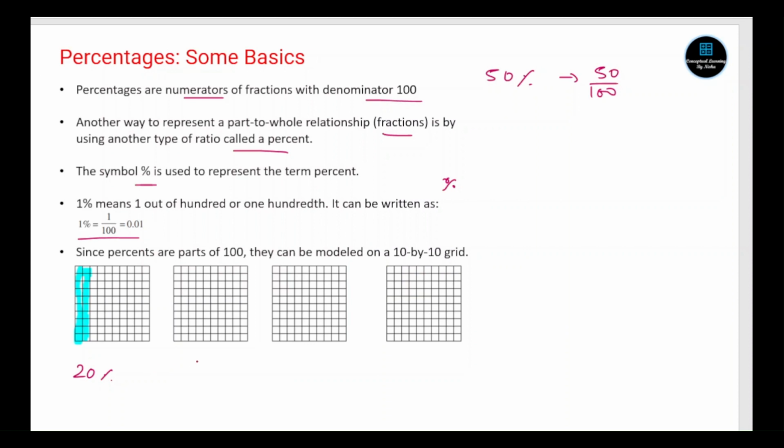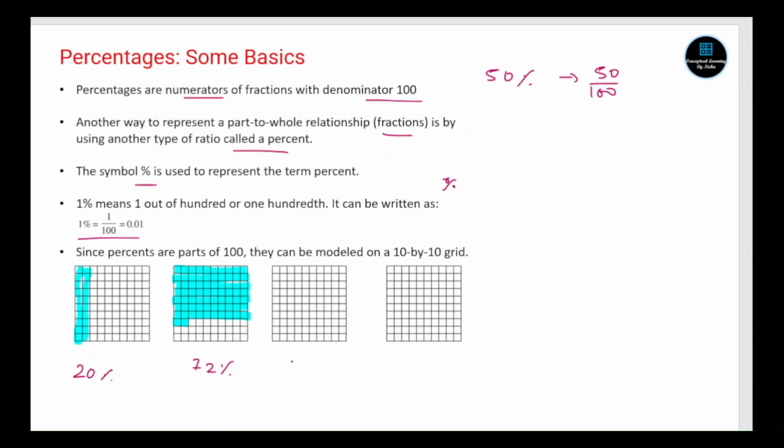Similarly, if I want to represent 72%, what do I do? So 70, I'll do horizontally. You can do horizontally or vertically, anything is fine. So 10, 10, 20, 10 more 30, 40, 50, 60, 70 and 2 more. So this is the representation of 72%.